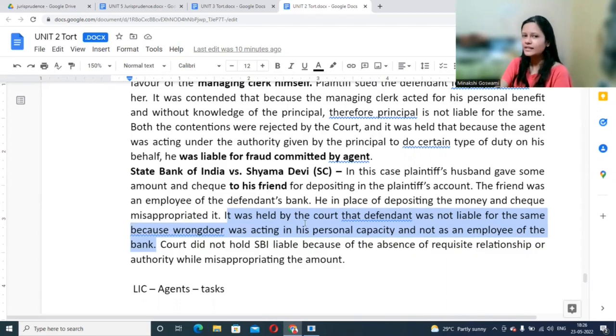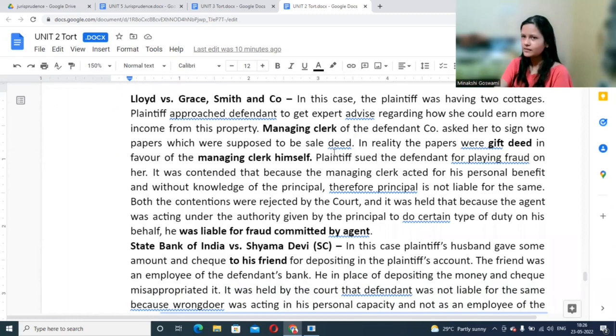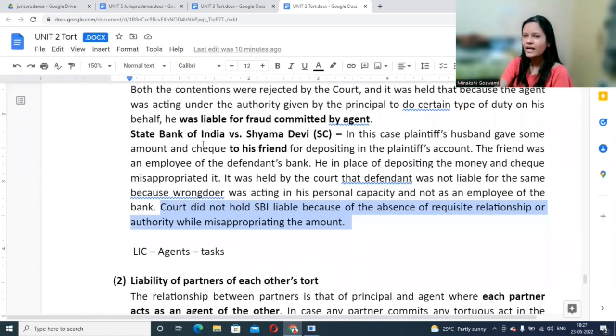So in this case, court said that yes, while this banker was misappropriating the money and the check, he was acting as a friend of the account holder and not as a banker. So in such a case, SBI is not liable. Court did not hold SBI liable because of absence of requisite relationship and authority while misappropriating the money. In this particular case, previous example, it was the company who had given authority to the managing clerk. But in this case, SBI has not given authority to the banker. Right? So if he is doing something in his personal capacity, their bank will not be responsible.